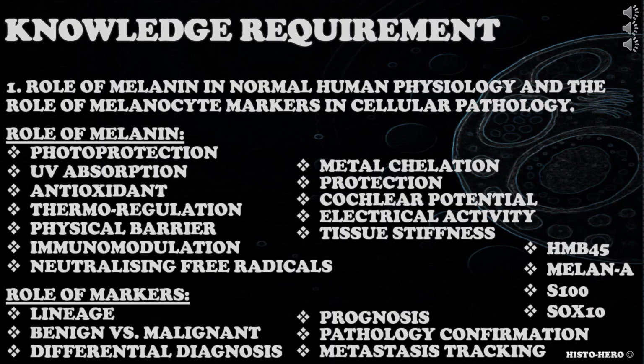When addressing this knowledge requirement, candidates should consider types of melanin, melanin function, factors influencing melanin production, photoprotection, pigmentation, antioxidant, thermoregulation, physical barrier, immunomodulation, neutralizing free radicals, metal chelation in brain, maintaining cochlear potential, regulate electrical activity and tissue stiffness. Examples of melanocyte markers, their use for confirming melanocytic lineage, distinguishing benign from malignant tumors, detecting metastatic melanoma, prognosis, differential diagnosis, pathology confirmation or metastasis tracking.